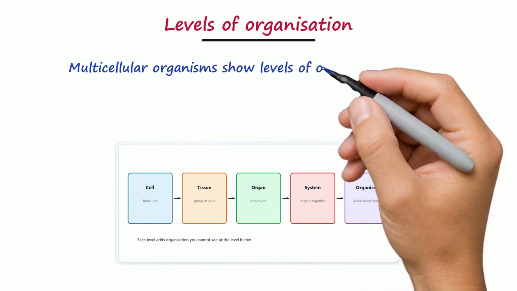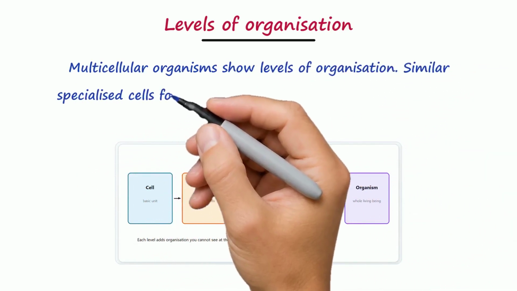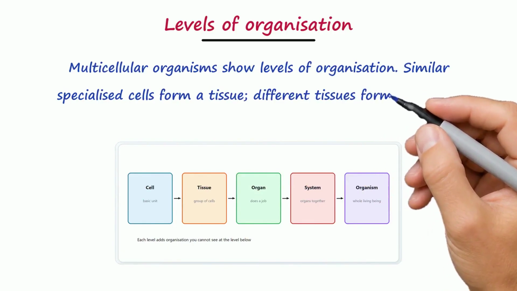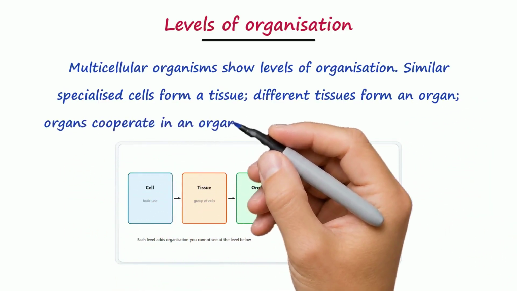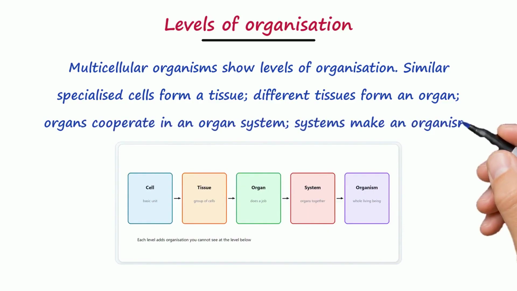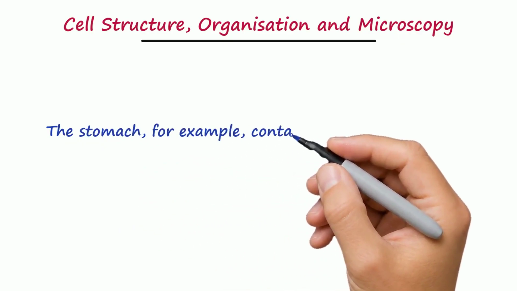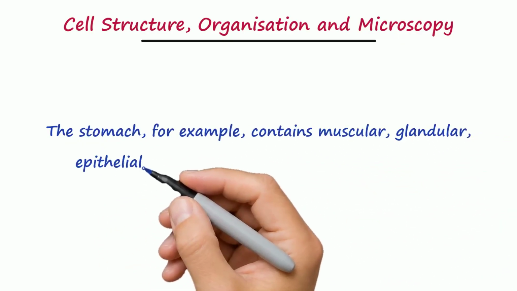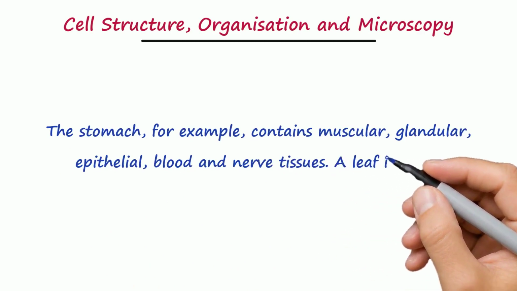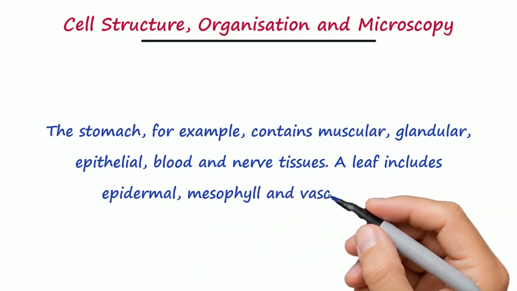Multicellular organisms show levels of organization. Similar specialized cells form a tissue, different tissues form an organ, organs cooperate in an organ system, systems make an organism. Each level adds organization you cannot see at the level below. The stomach, for example, contains muscular, glandular, epithelial, blood and nerve tissues. A leaf includes epidermal, mesophyll and vascular tissues.